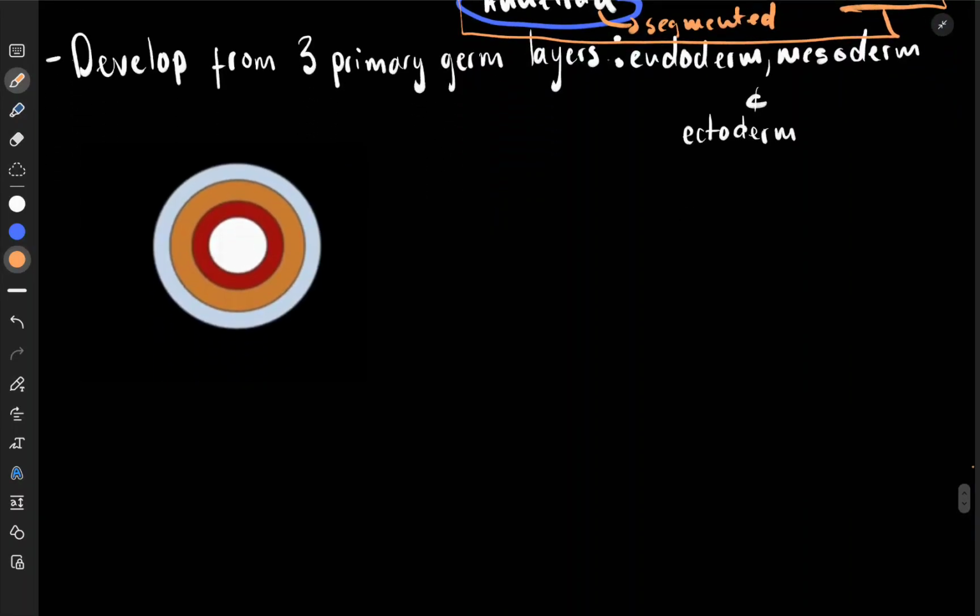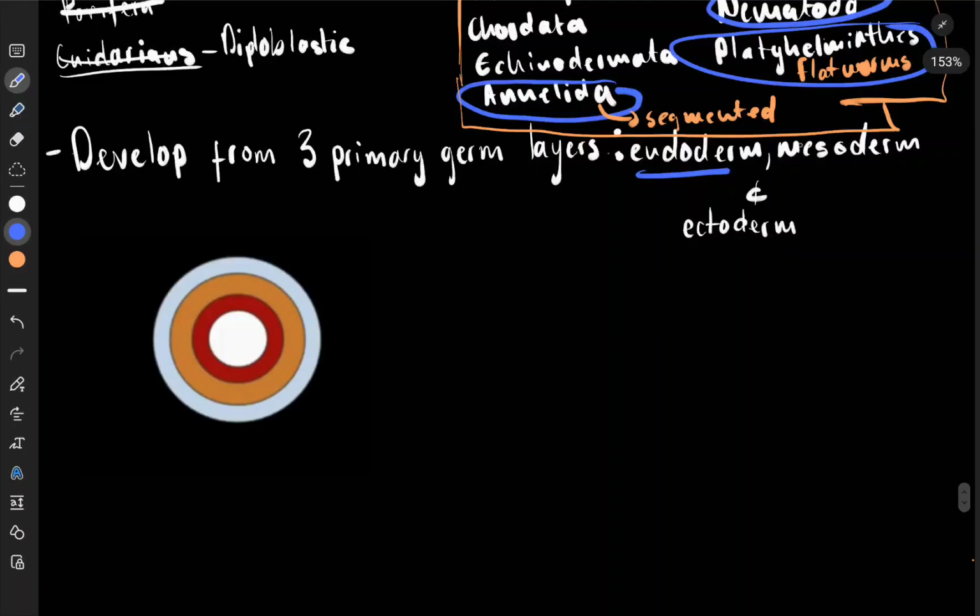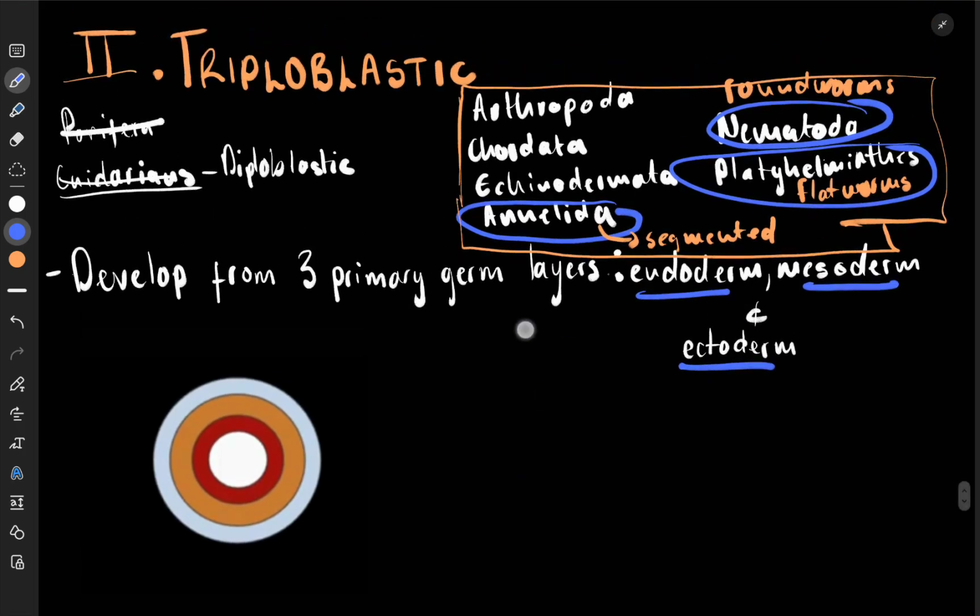So let's see. What are the three? The three primary layers are those three that we've talked about, which is endoderm, mesoderm, and ectoderm. Endo, the most inside one, meso, the middle one, and ectoderm, the outermost one. Now, I'm going to give you a basic diagram because we have three types of triploblastic layers. They will all have three layers, but the three layers will be arranged differently. Okay, we'll talk about them.